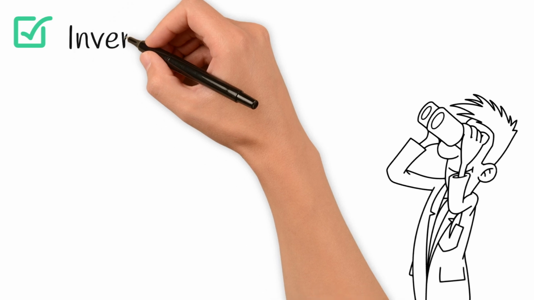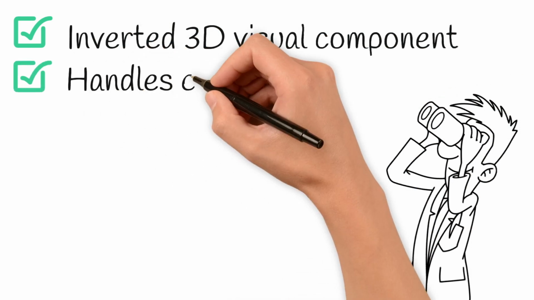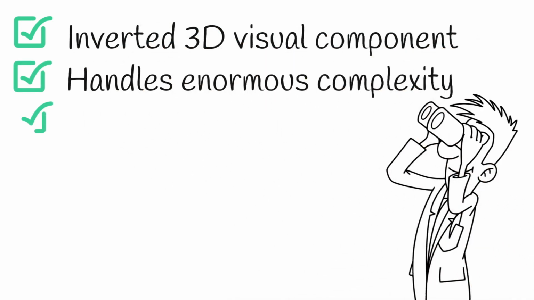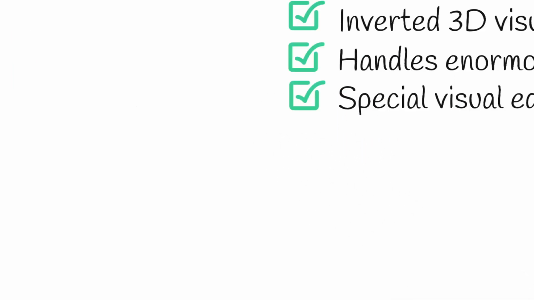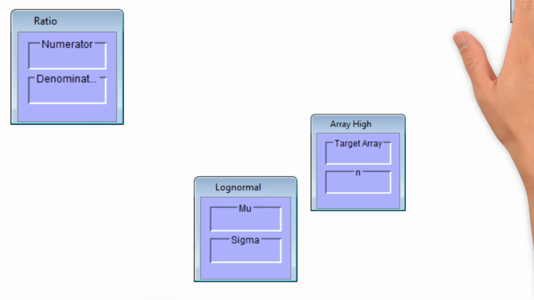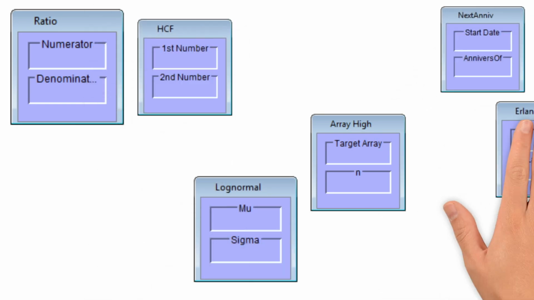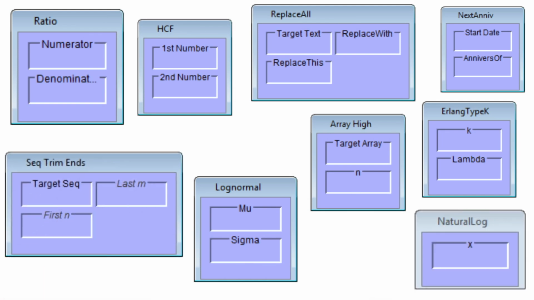It uses a type of 3D visual components that can be opened and closed. It will allow you to specify software of enormous complexity. A special visual editing tool lets you connect these components. Here we can see examples of several of these components that we call inverts. Among them are the highest common factor, ratio, and nth highest value that we just discussed. The first thing you'll notice is how simple they all are.